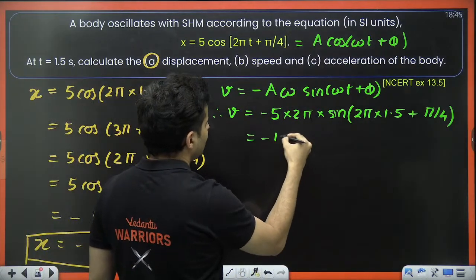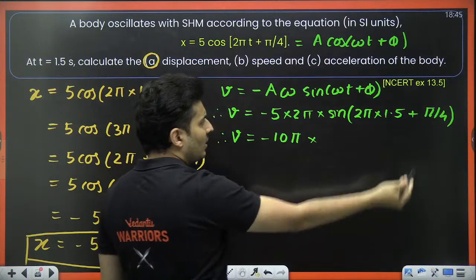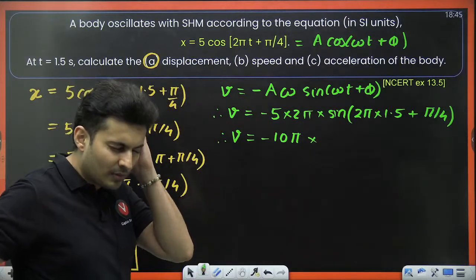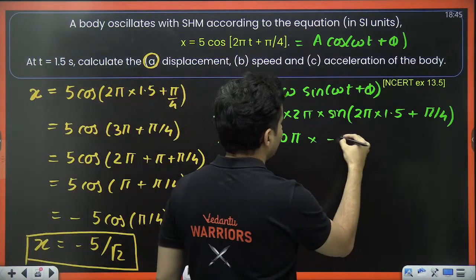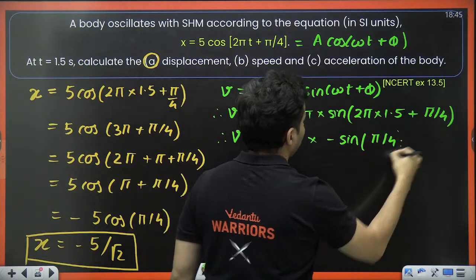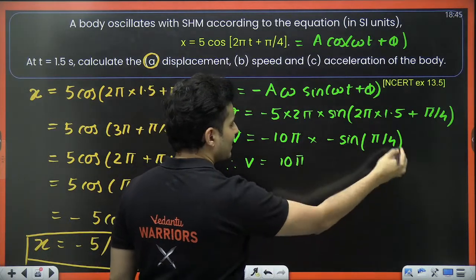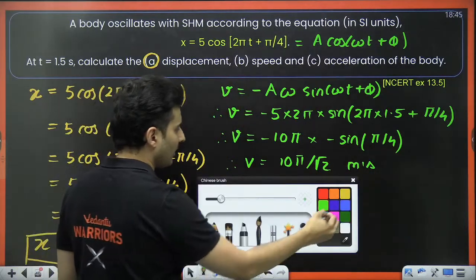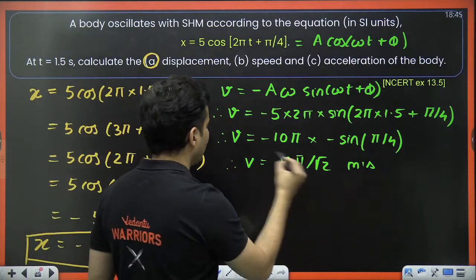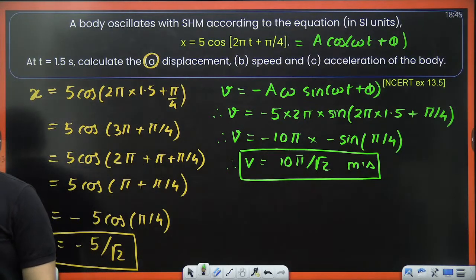Then you can write it as −10π, since 5 into 2π is 10π, times sine of 3π + π/4, which is sine of π + π/4, which is again −sin π/4, which makes it positive, minus is plus. So 10π sin 45, and sin 45 is 1/√2. That many meters per second is the answer for this one. So we got the second answer as well. Everyone with me? Understood? Very good.